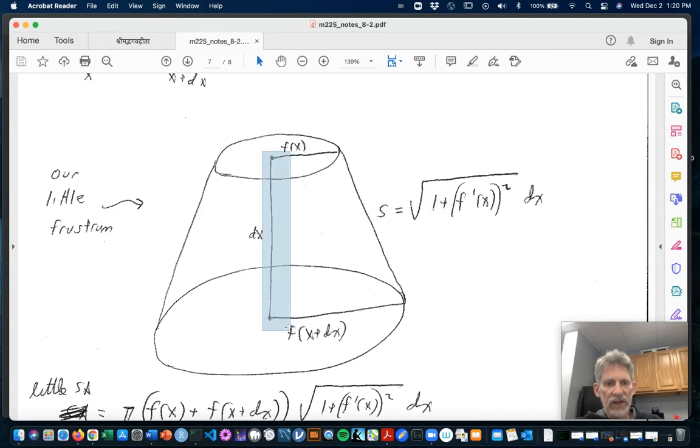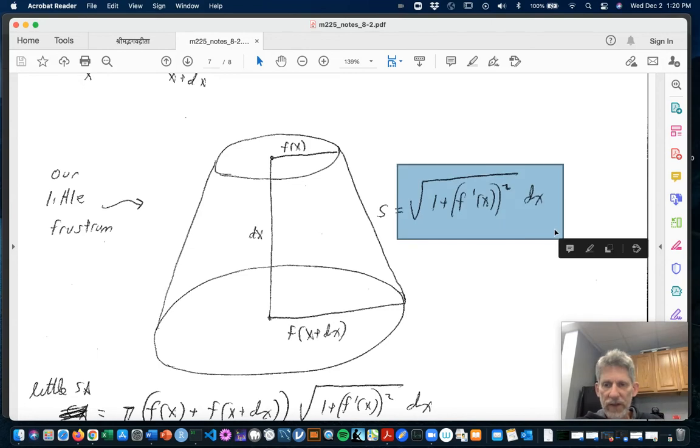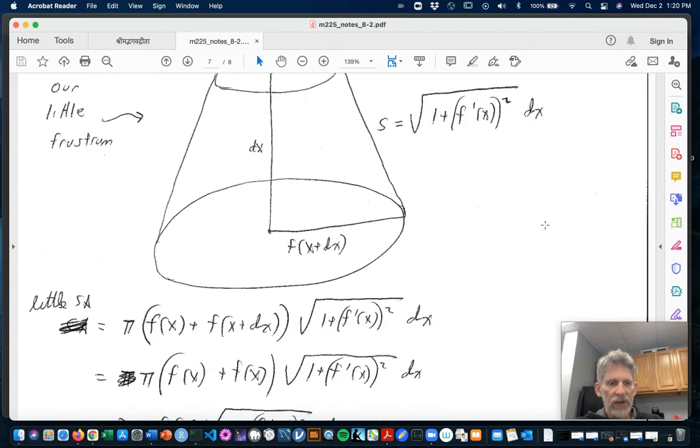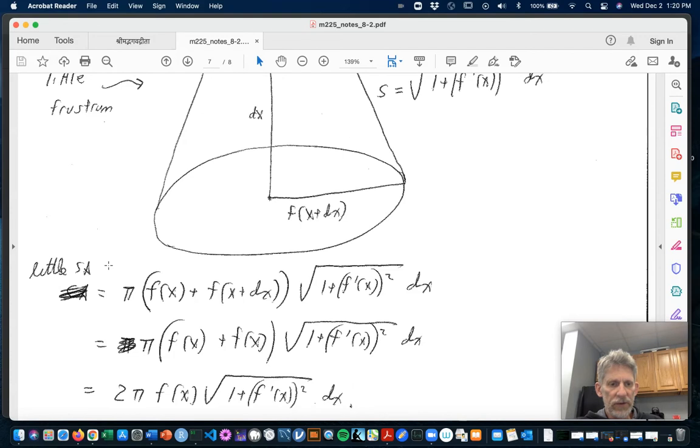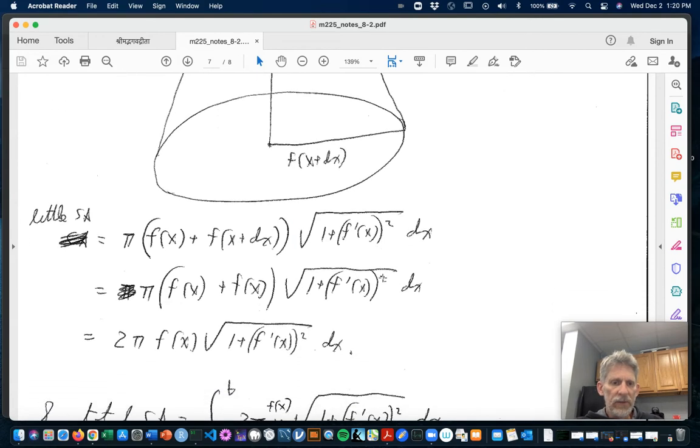That thickness is the dx here, and the s side is this square root stuff times the dx. And so our teensy-weensy little surface area is pi times the sum of those two radii times this s. And when I look at f of x plus dx, I think to myself, well, hey, x plus dx is hardly changed from x. And so f hasn't had much time to change either. So f of x plus dx really must be just about f of x. I'm just going to go ahead and throw that in.